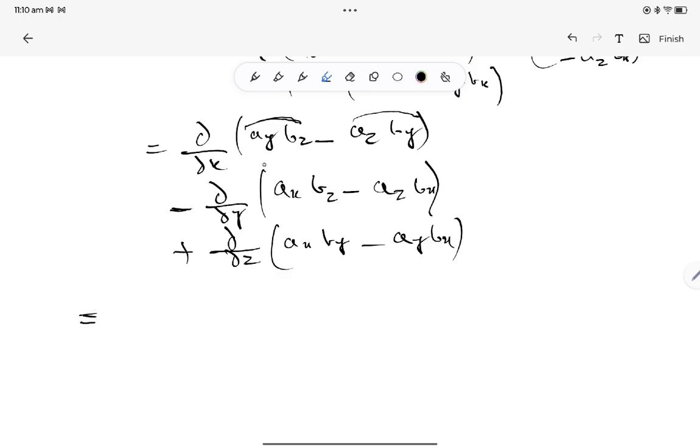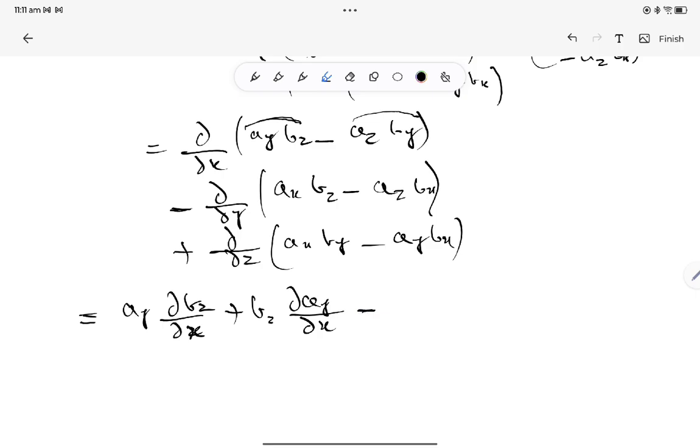Now you have del by del x, you have to differentiate this. First let us differentiate this b_z, leaving a_y aside: del by del x of b_z. We have to be careful about these subscripts. Now this is u into v, so I have written u into dv by dx. Now I will have to write plus. I will now differentiate this, leaving b_z as such: b_z del a_y by del x.